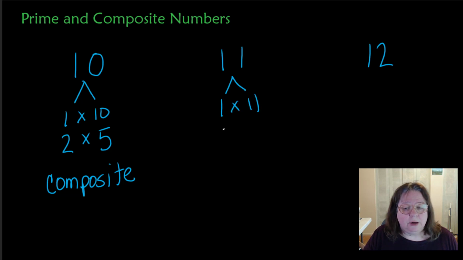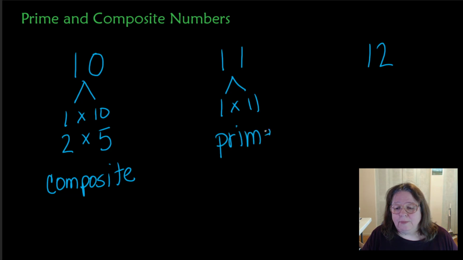What about 11? Well, we've got 1 times 11. 2, nope, there's no factor for 2. How about 3? How about 4? 4 times 2 is 8. 4 times 3 is 12. How about 5? 5 times 2 is 10. 5 times 3 is 15. 6, well, 6 times 2 is 12. We could stop there. We're already getting too high. 11 is prime.